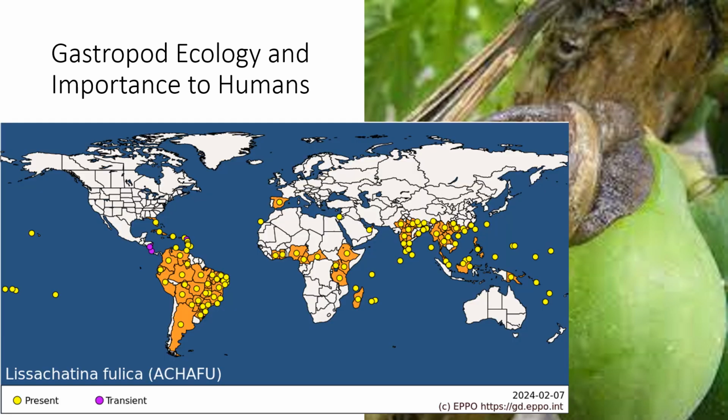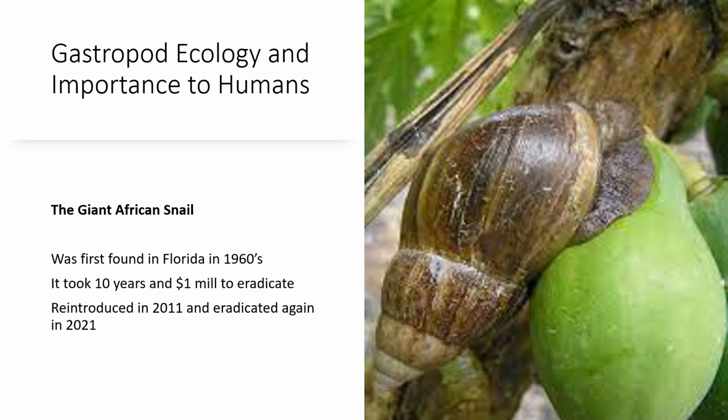You may have noticed when I showed this range map before for the African giant snail that there's actually some points here in the US, in Florida. It was first found in Florida in the 1960s, and it took 10 years of work and about $1 million to eradicate it. However, it was then accidentally reintroduced in 2011, and it took another 10 years to eradicate it again.